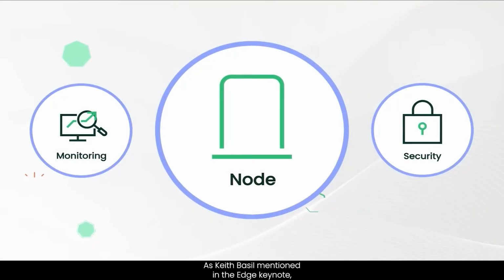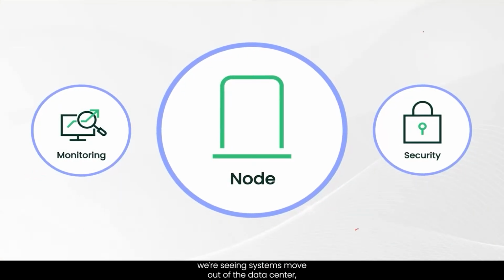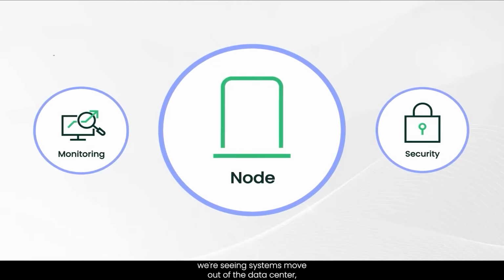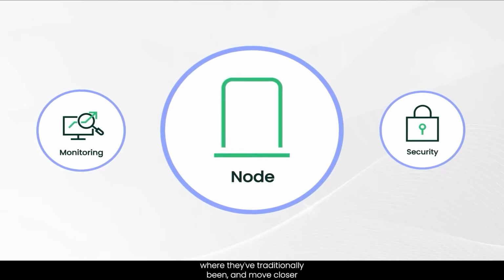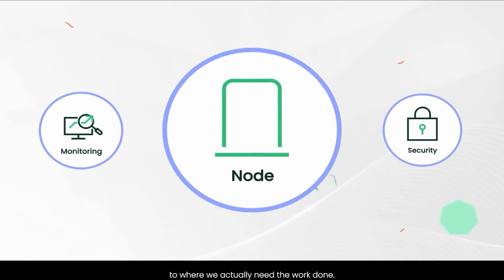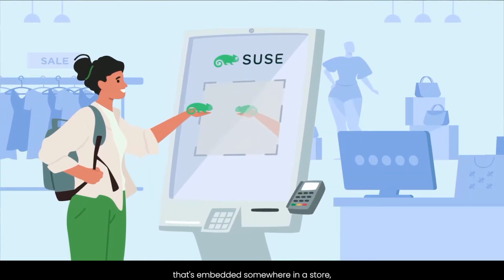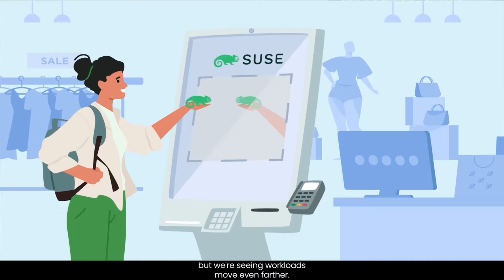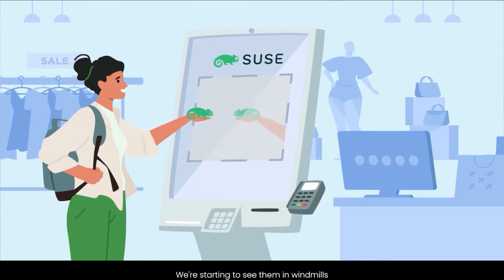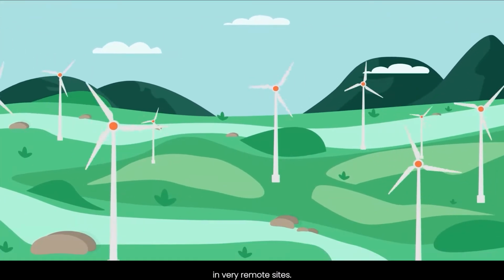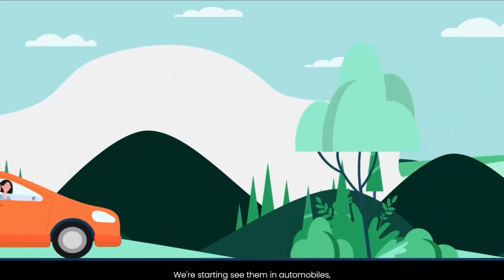As Keith Basil mentioned in the Edge keynote, we're seeing systems move out of the data center where they've traditionally been and move closer to where we actually need the work done. In this example, we're going to be in a kiosk that's embedded somewhere in a store, but we're seeing workloads move even farther. We're starting to see them in windmills and very remote sites. We're starting to see them in automobiles.